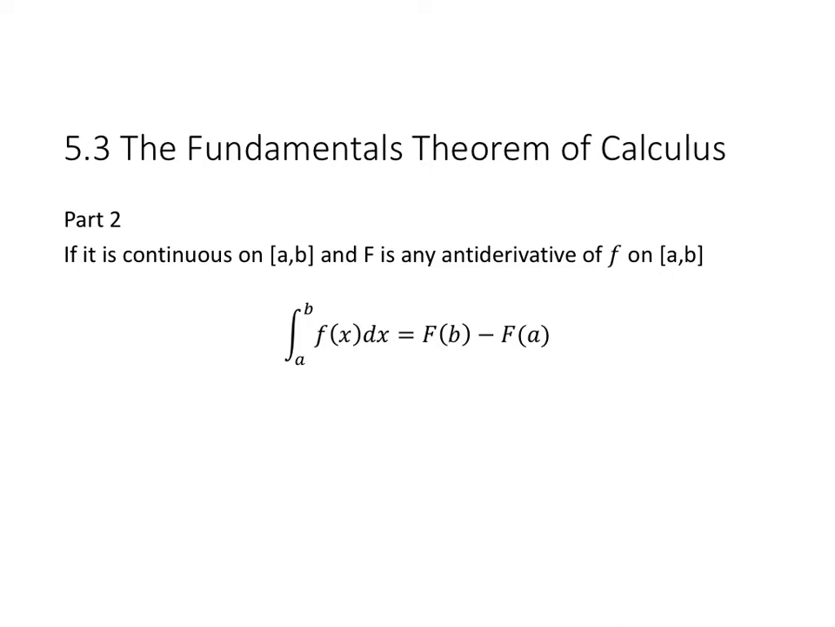Whenever we have limits or bounds on our integral, we will always, when we take the antiderivative, use those bounds, using the second fundamental theorem of calculus. So what that tells me is, first I'm going to take the antiderivative of f of x dx, and I get F of x. Then I'm going to evaluate it with respect to a and b.